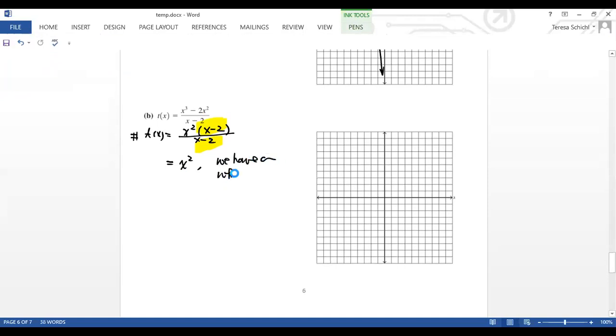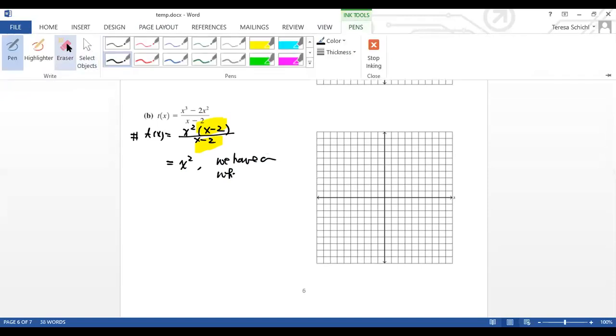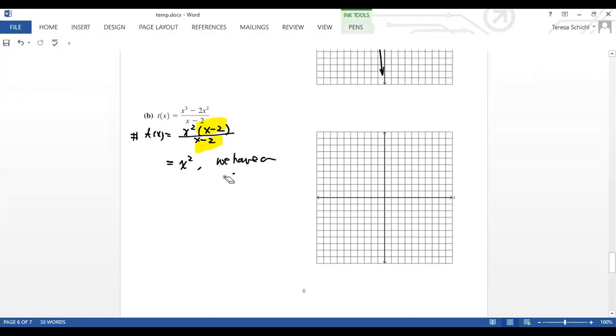So we have a hole at x equal to 2, right? Okay, now your function, after I cancel, becomes the parent function here.